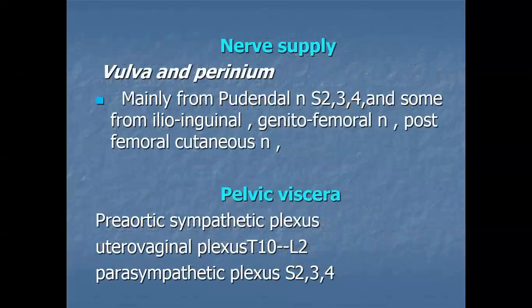The nerve supply of the vulva and perineum is mainly from the pudendal nerve S2, 3, 4, and some from the ilioinguinal, genitofemoral nerve, and posterior femoral cutaneous nerve. The pelvic visceral nerve supply is from the pre-aortic sympathetic plexus, uterovaginal plexus from T10 to L2, and parasympathetic plexus S2, 3, 4.